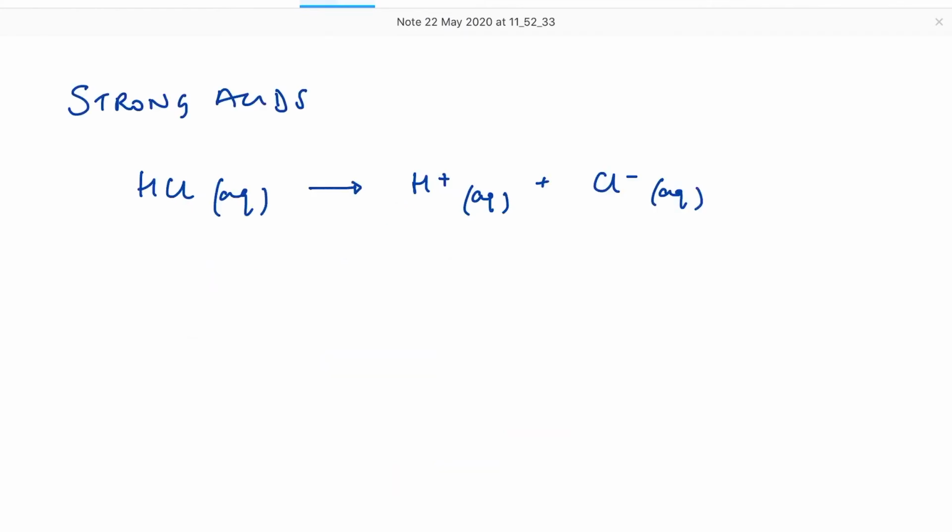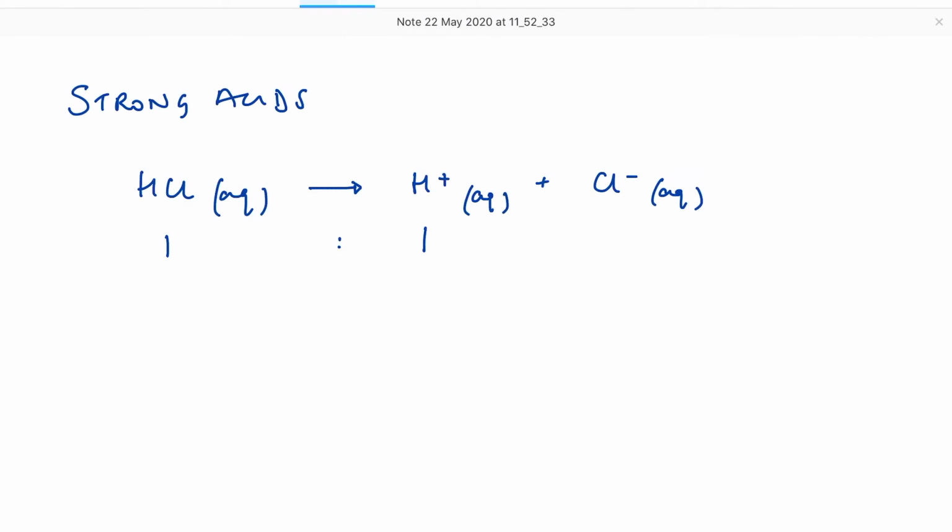Strong acids such as nitric acid, sulfuric acid, hydrochloric acid, we assume that in solution they are fully dissociated, which means finding the pH of a strong acid is very straightforward. We can see here that if it's fully dissociated, then the ratio of hydrochloric acid to hydrogen ions is 1:1. If it's fully dissociated, then the concentration of the acid must be the concentration of the hydrogen ions.